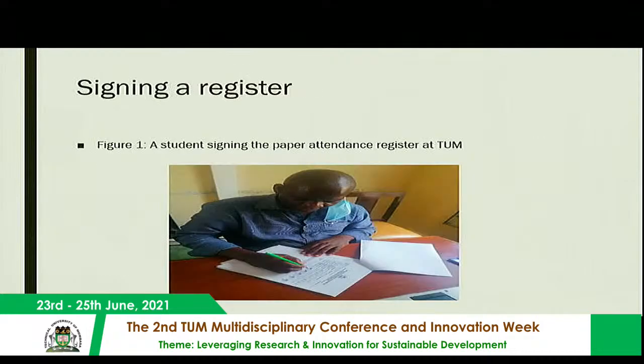Next. Here we see students. This is how students sign attendance in class. And you can see on the paper the student is signing, there is already one column that has been signed, and he is signing a new column.